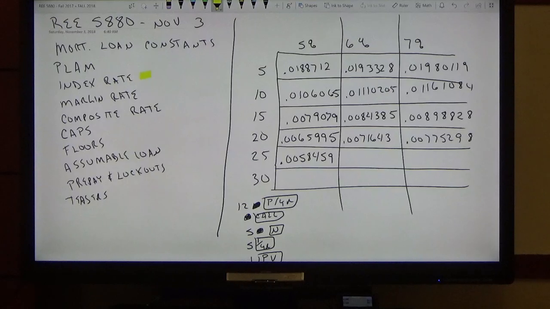Yep, question. During this session, Professor, the amount of these loans sometimes went so far down.